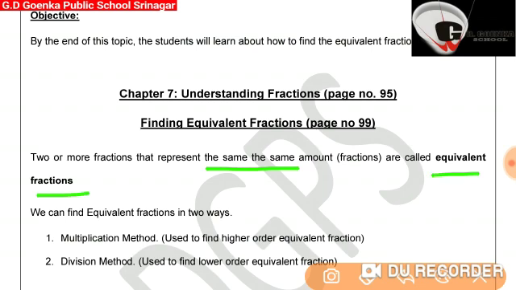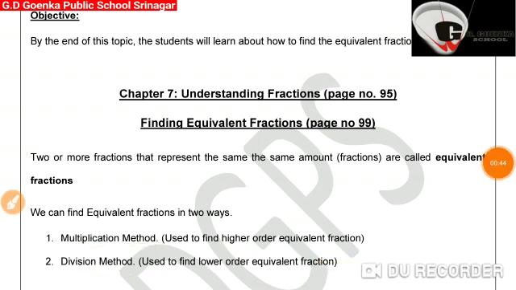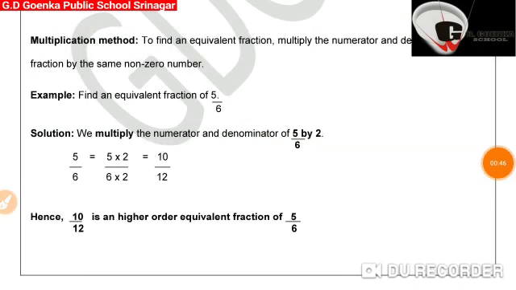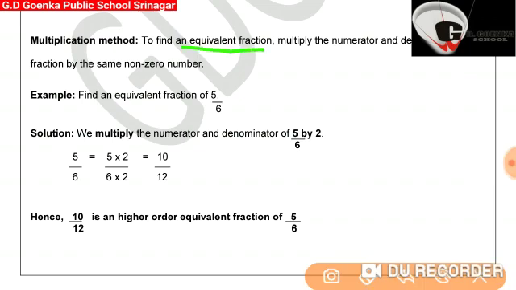Now we can find equivalent fractions in two ways. One is the multiplication method and second is the division method. Let's start with the multiplication method. In the multiplication method, in order to find an equivalent fraction, we multiply the numerator and denominator of the fraction by a same non-zero number. That is, we multiply the numerator and denominator by the same number, any number other than 0.